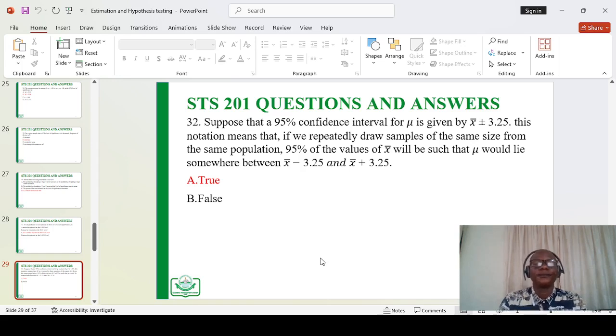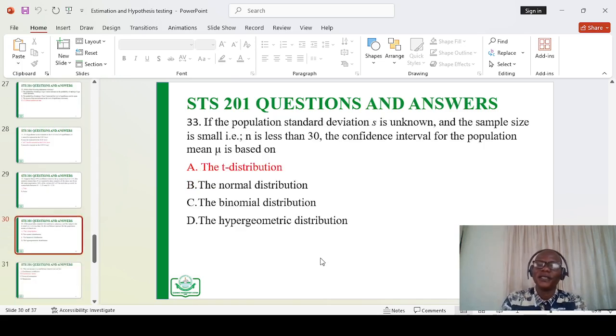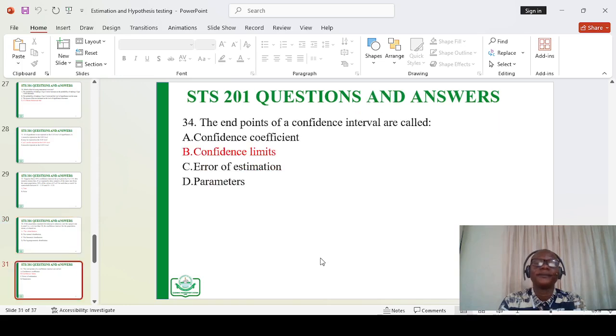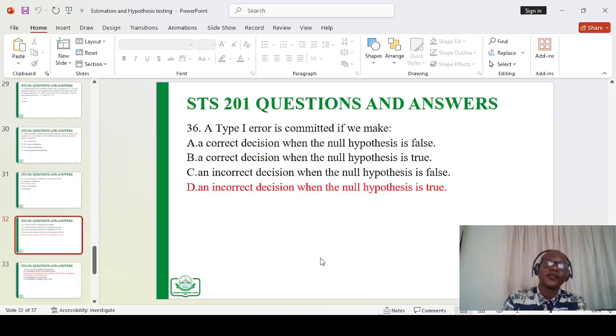It is true that if the population standard deviation sigma is unknown and the sample size is small, that is n is less than 30, the confidence interval for the population mean is based on the student t distribution. So the t distribution, that is A. The endpoints of a confidence interval are called confidence limits. The smaller one is the lower confidence limit and the bigger one is the upper confidence limit.